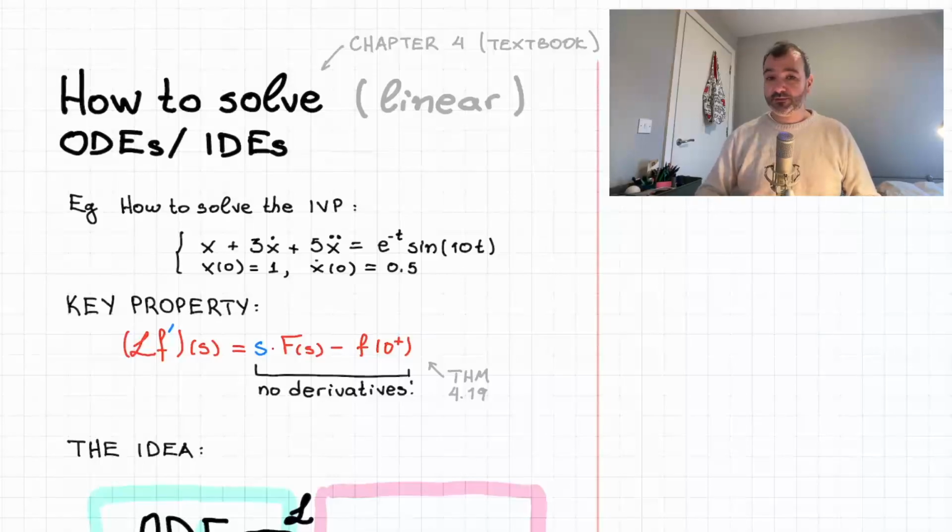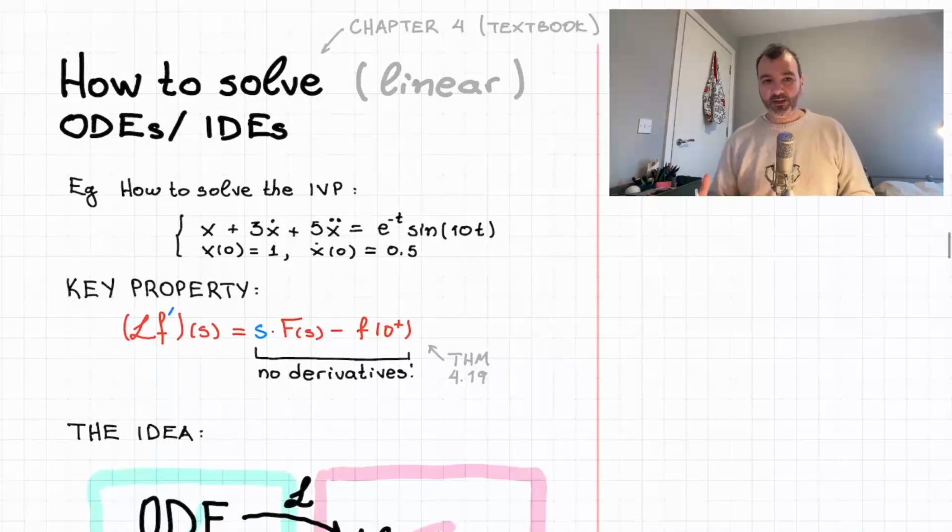Hi, and welcome to this video where we'll look at how to solve ODEs and IDEs, ordinary differential equations and integral differential equations. These equations are often accompanied by initial conditions, like for example, you have your ODE here, and you know that at time 0, x is equal to 1, and x dot at time 0 is equal to 0.5. So we'll be focusing on such problems.